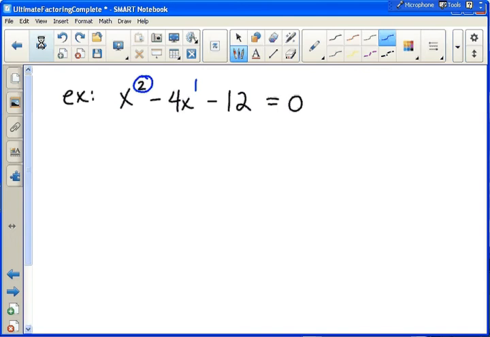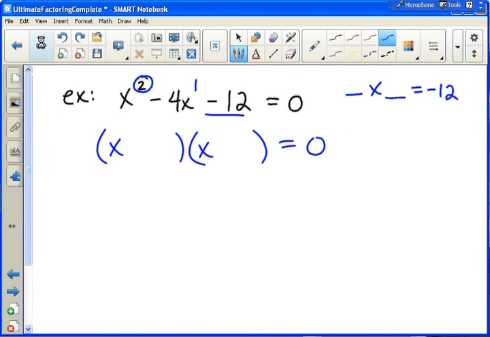And since there's 3 terms, I know it's a trinomial, so I'm going to set up 2 parentheses. This is a problem just like the ones you learned about in lesson 5. So I put the x's out front, and I need to think, okay, what will multiply to be -12, and what will add up to -4?